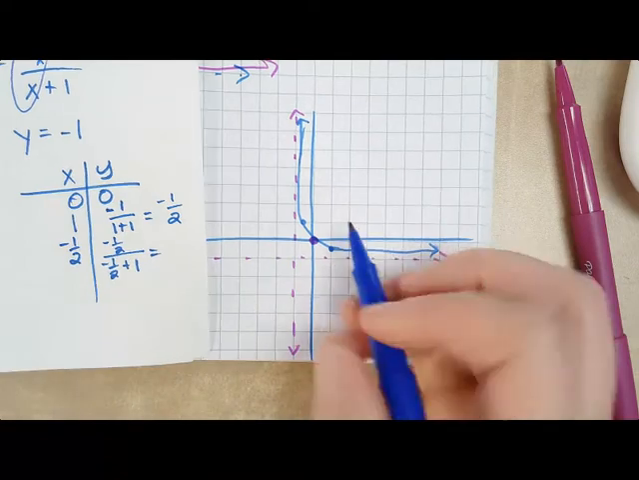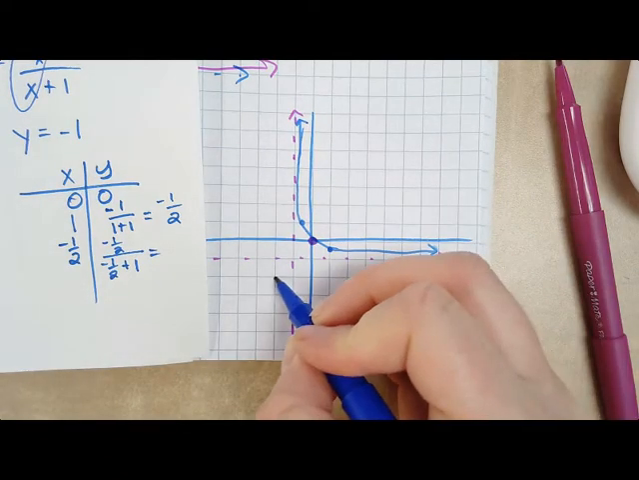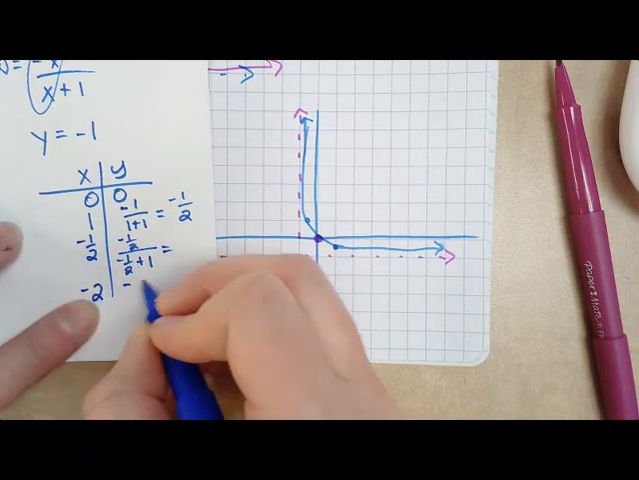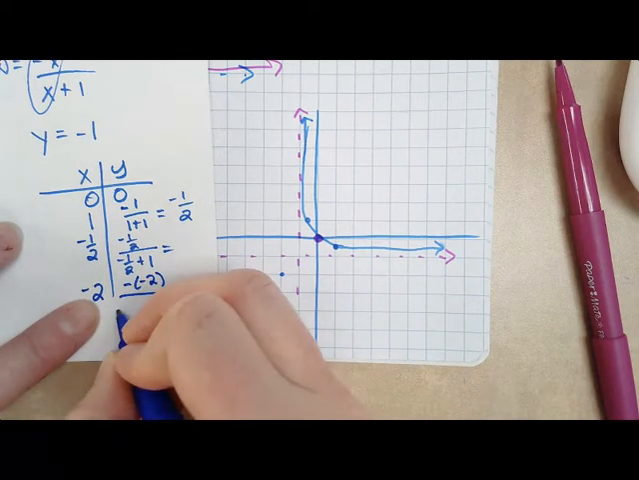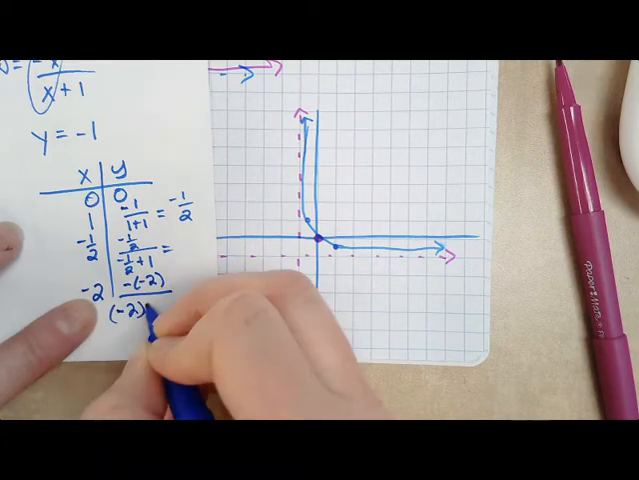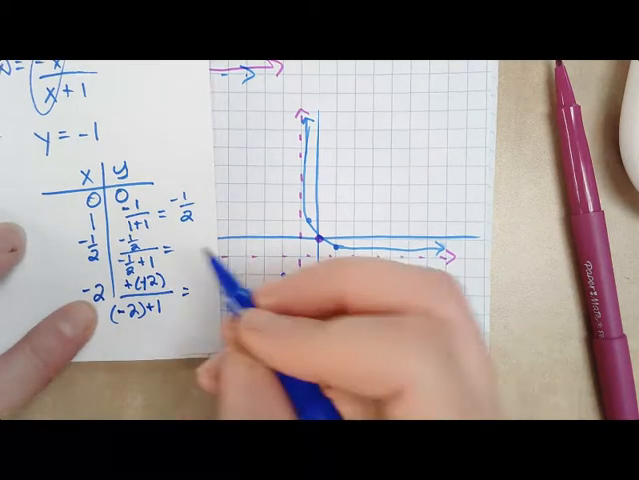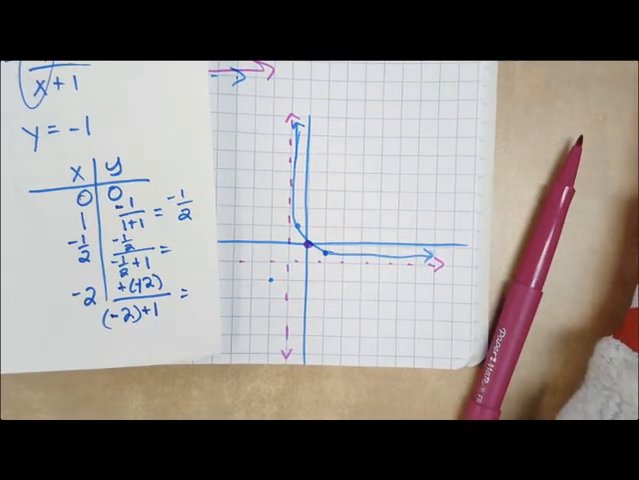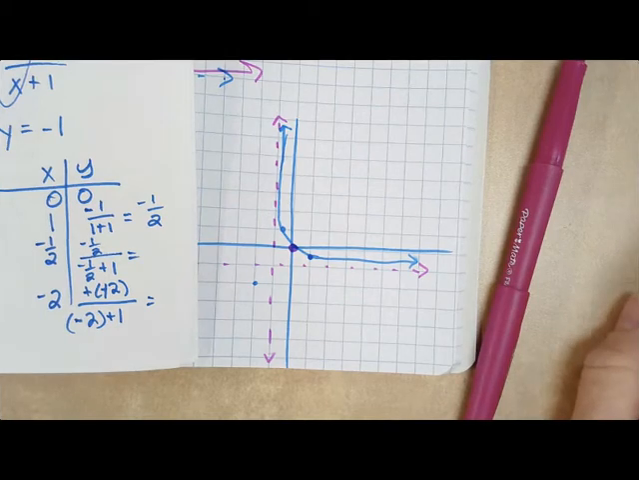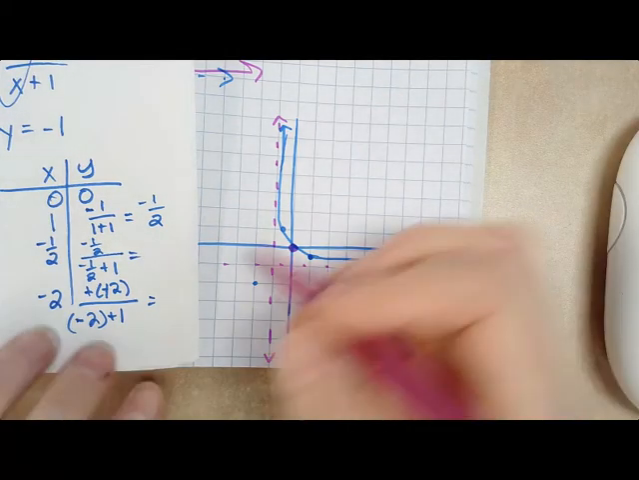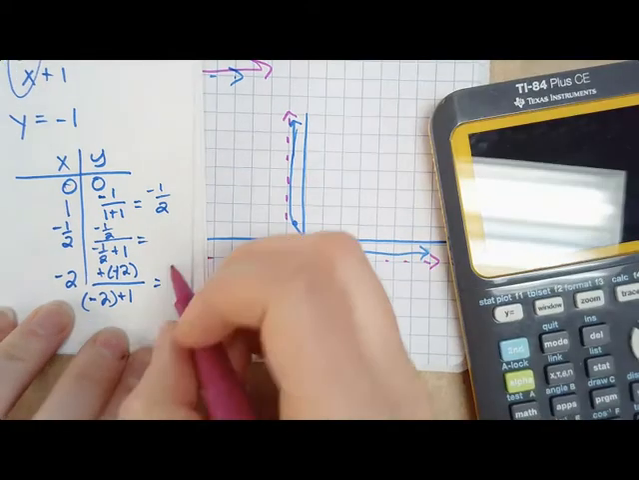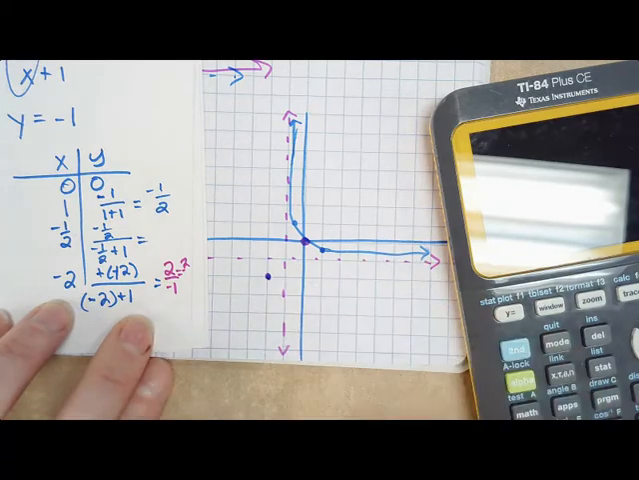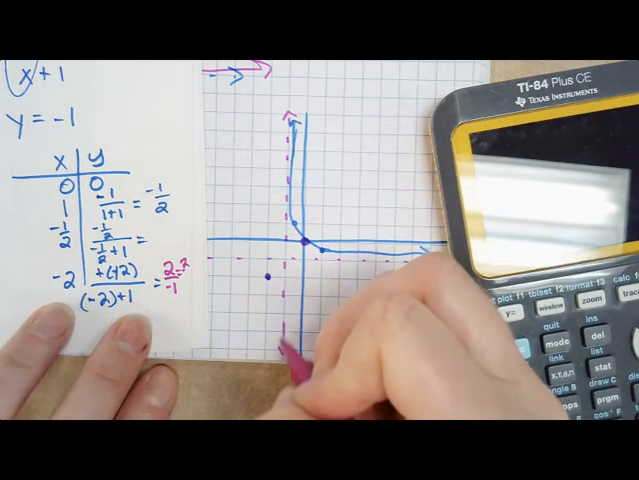Okay, and so then the next side, I bet you it's going to be over here, but let's check. -2. So it'd be -2 over -2 plus 1. Okay, let me pause this real quick. Okay, so let me finish this now. So whenever we plug in the -2, we get 2 over -1, which is -2, which is what I predicted right there. So it's going to get closer here and closer there.